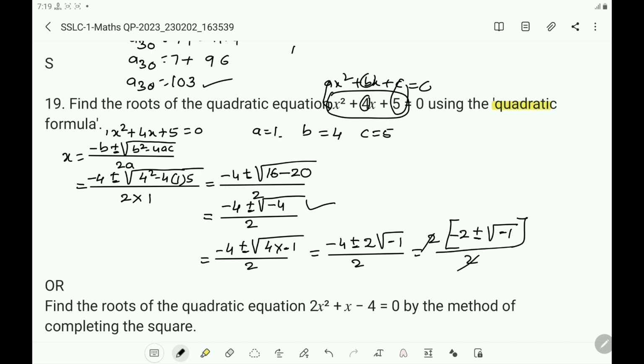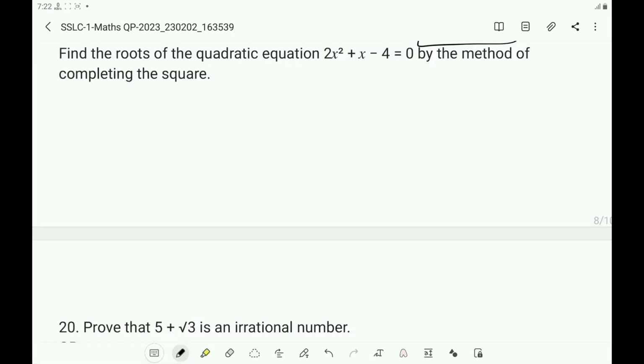2 cancels. So what is remaining here? Minus 2 plus or minus whole root minus 1. This is the solution of the quadratic equation, or these are the roots. Here 2 roots are there. You can write one is plus and the other one is minus. So you write.